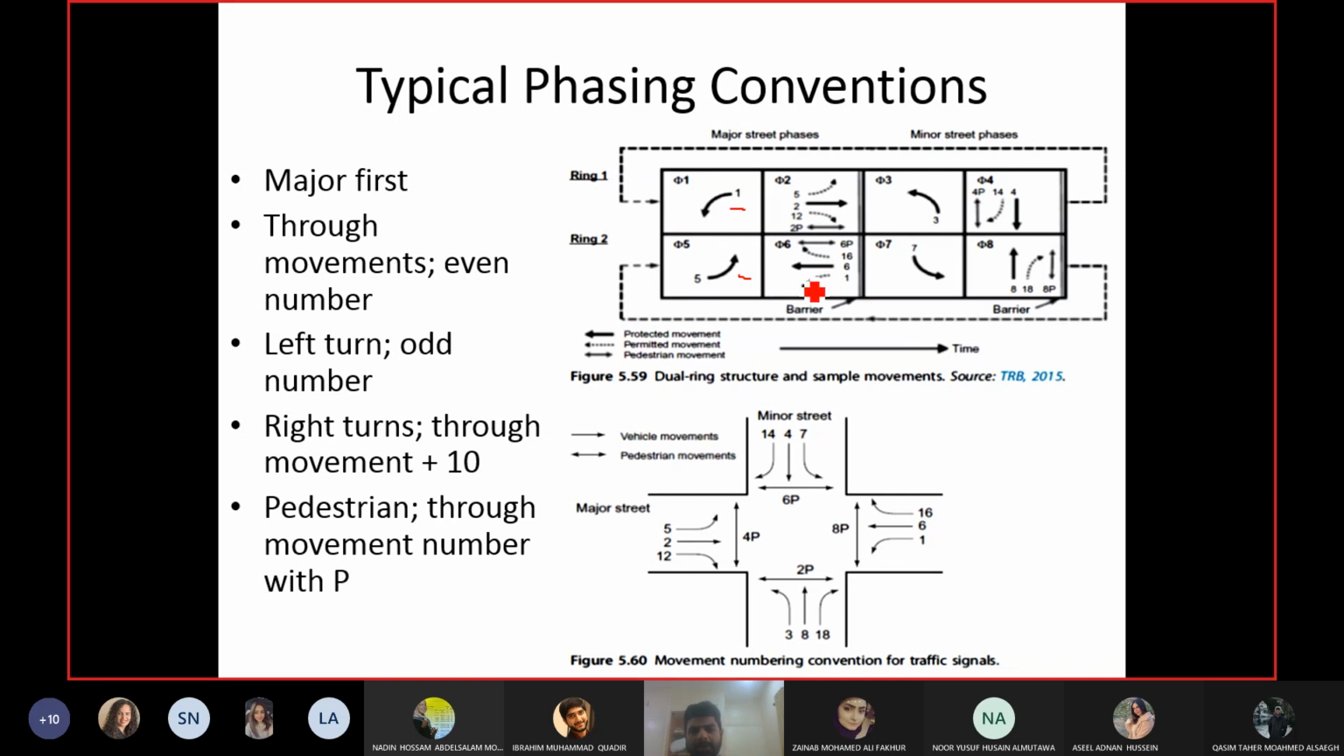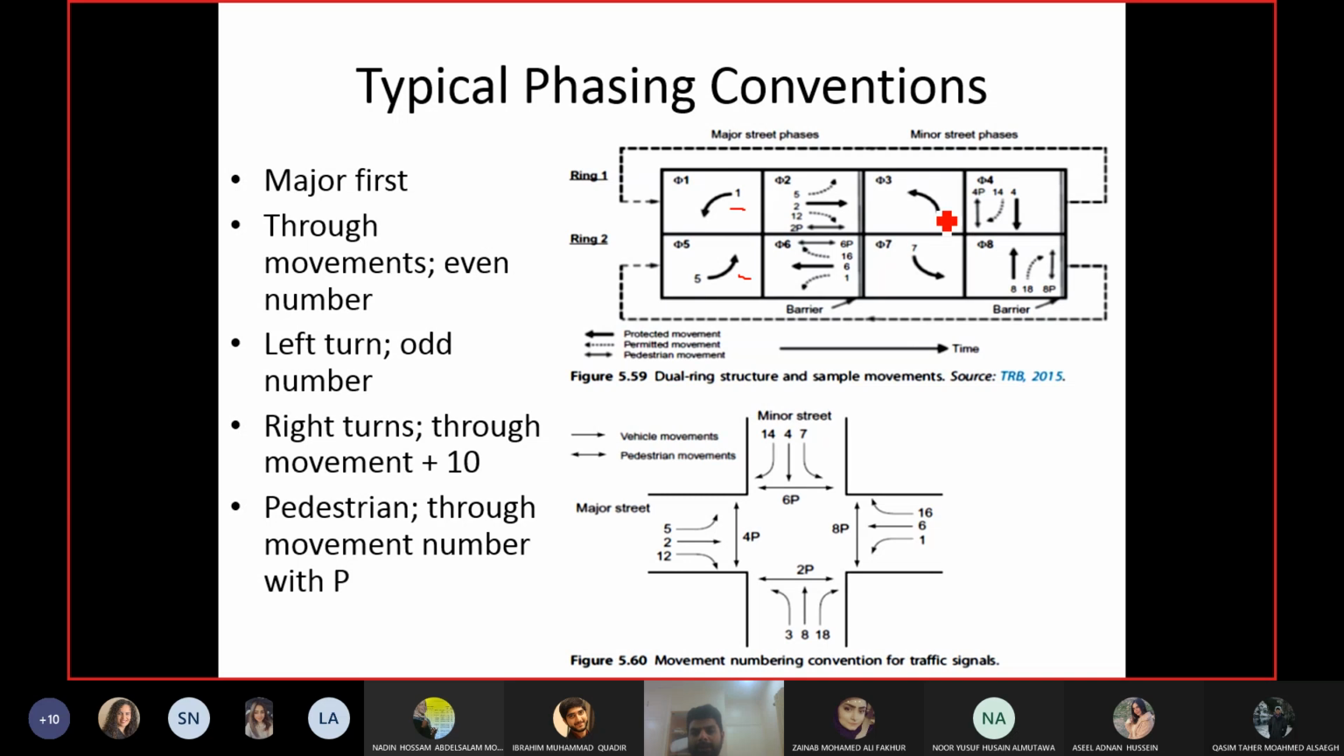So the left turning is permitted as well as protected in different phases. You can see here, this one is the left turning. This one is permissive here, but the same movement was protected here. So you can see the combination here. And obviously it depends upon you whether you want to give the combination or not.